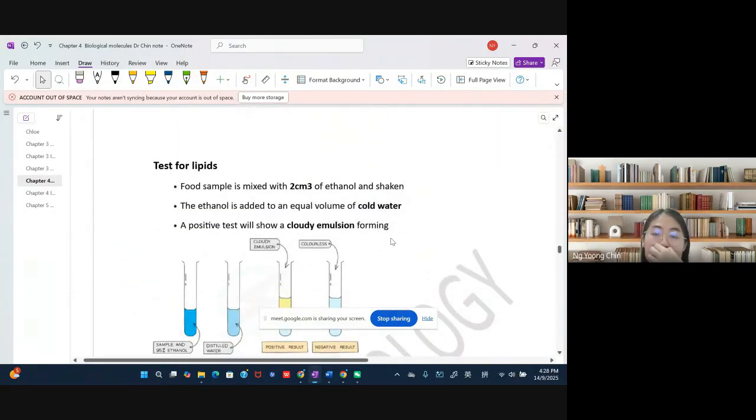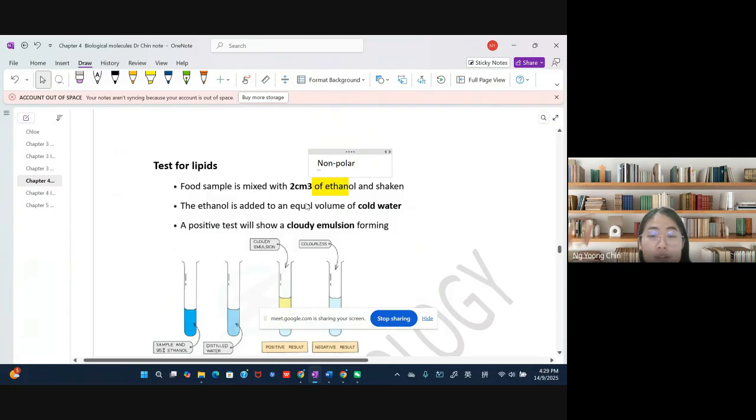Lipid is quite interesting. If you want to test whether a food sample contains lipid or not, we can just mix it with ethanol. Ethanol is an alcohol. Okay, Chloe, may I ask you, is ethanol polar or non-polar? Okay, it's something like non-polar. So this ethanol is non-polar, which allows the lipids to dissolve in it. Then you shake the ethanol.